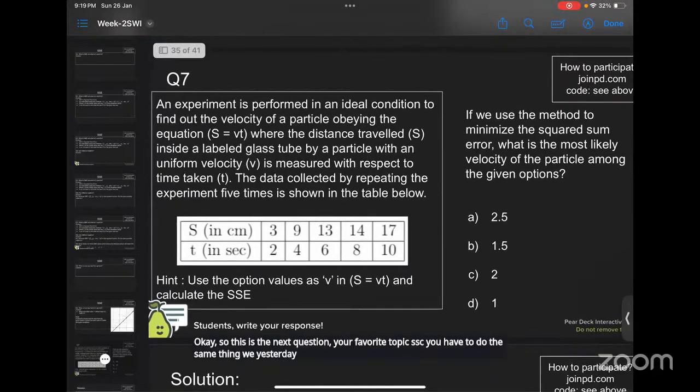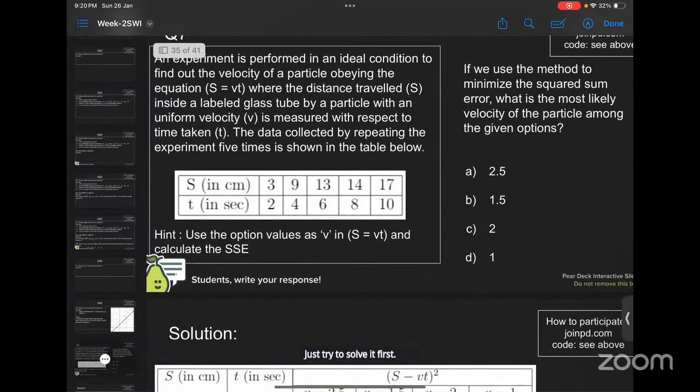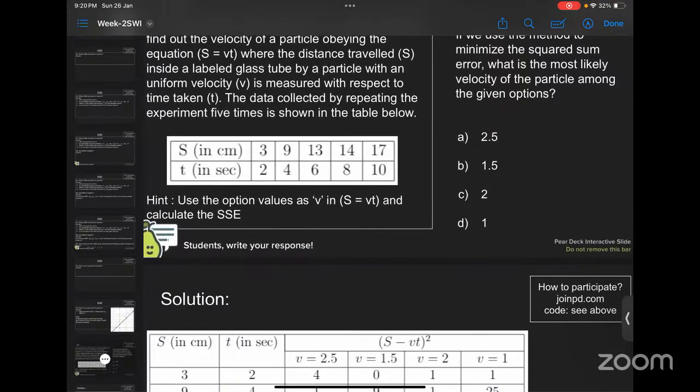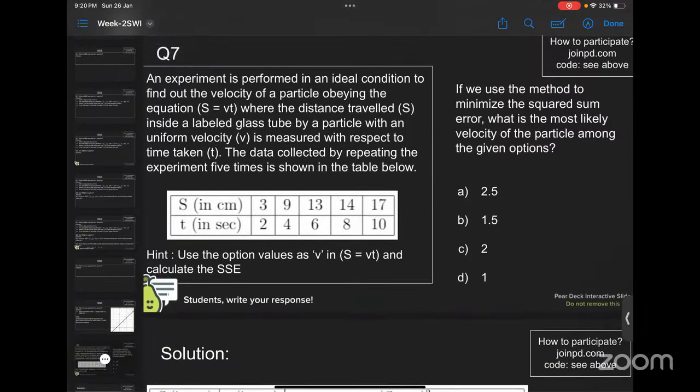Yesterday we solved a question. You just try to solve it using this. Then we will solve it together. I'm giving you some time. Just try to solve it first. Ma'am, this is the first SSC question of this class, right? Yes, this is the first.